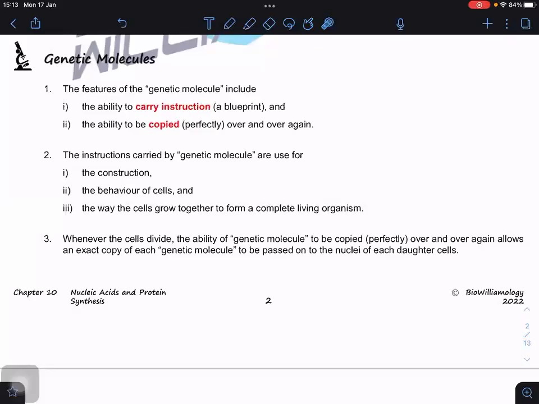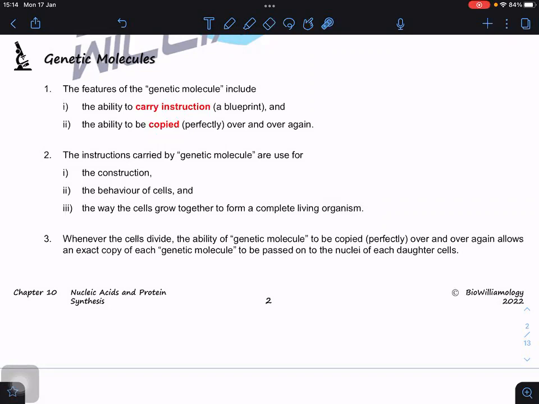History about this genetic molecule. The discovery of DNA was quite later, about the 1950s. Look at this, the discovery of protein was much earlier. When scientists knew about protein, we knew that protein is the main substance for metabolic reactions, particularly in terms of enzymes.